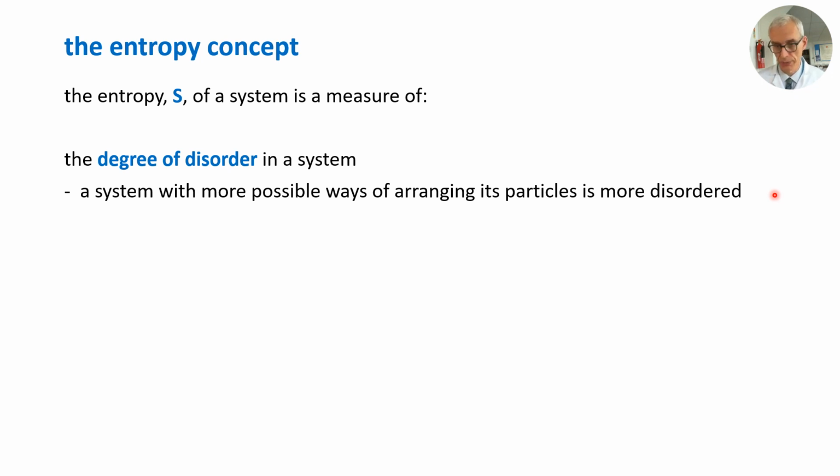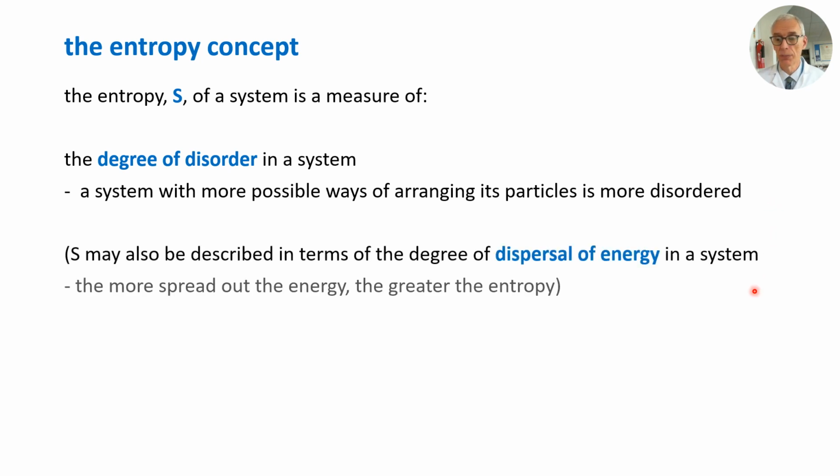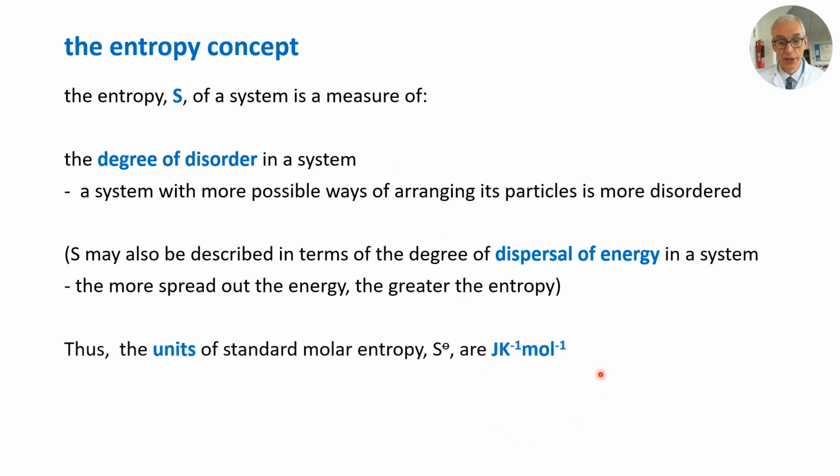has low entropy. Now in physics, if you are learning physics, you'll meet it defined as dispersal of energy in a system. The more spread out the energy, the greater the entropy. Now that is not that useful at the first treatment in chemistry. The most useful and productive way of thinking about entropy is as a degree of disorder in a system. The units of standard molar entropy, which is given the symbol capital S standard sign, are joules per Kelvin per mole.